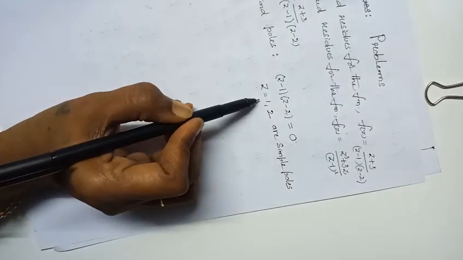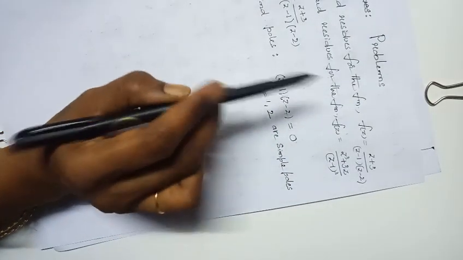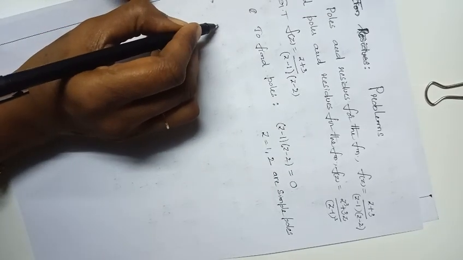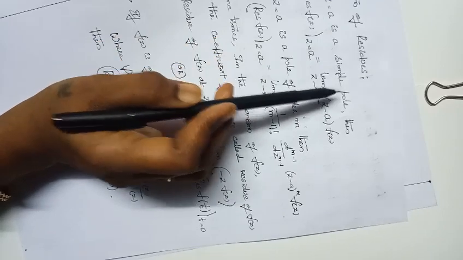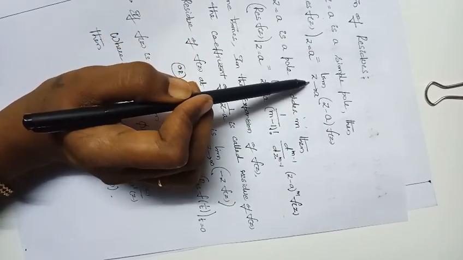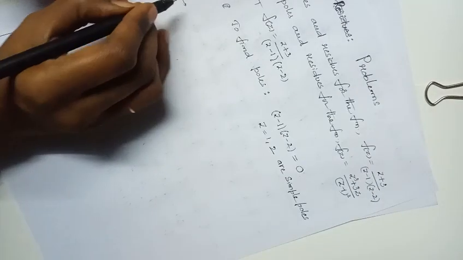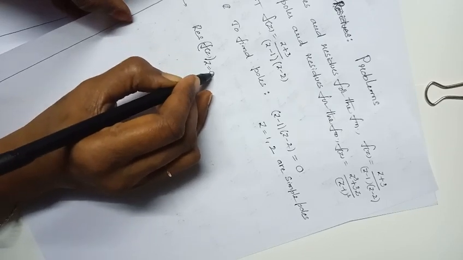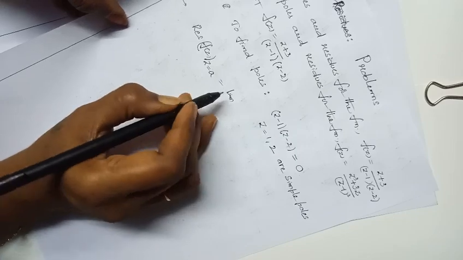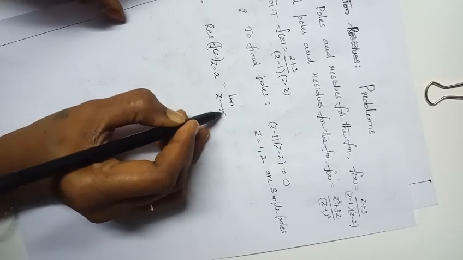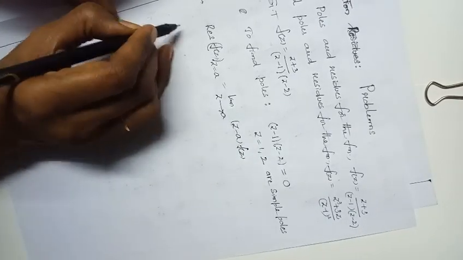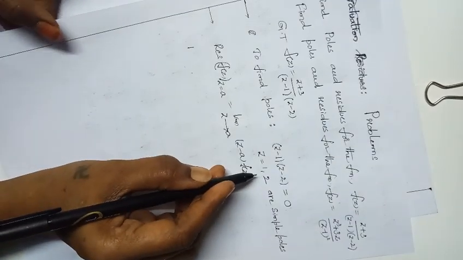After getting this, at each and every pole we have to find the residue also. Residue of f of z. What is the formula? For a simple pole, as per the note, if the point is a simple pole, then the residue of f of z at that point is taken by the formula: residue of f of z at z equal to a equals the limit of z tends to a of (z minus a) into f of z. After that, the first point a equal to, what is the point here? 1.